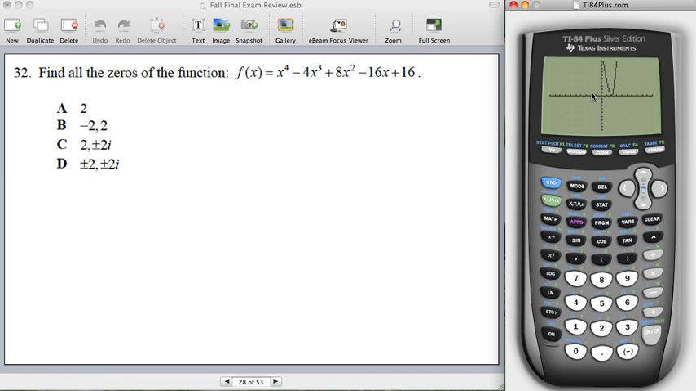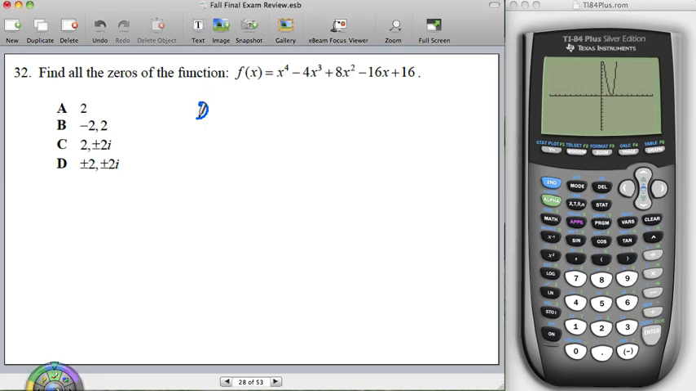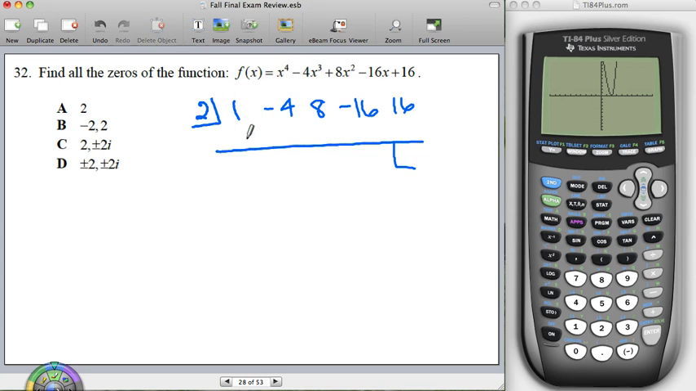So since I have a 0 at 2, I'm going to go ahead and use synthetic division to break it down so I have a quadratic, just like you did for the other problem. So I have 1x to the 4th, negative 4x cubed, 8x squared, minus 16x plus 16, down to, there's your remainder box. Now, your solution for this is not just going to be 2, okay? Because this has a multiplicity of 2, which means we should have 4 zeros, but just listing the 2 is not going to give you 4 zeros. So we're going to continue with this.